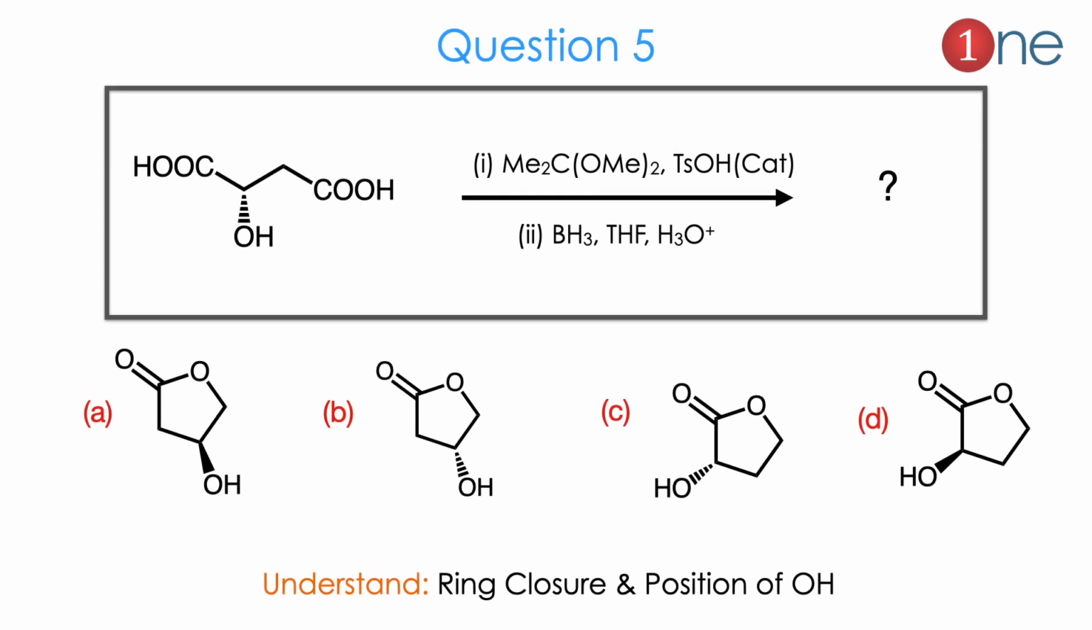Then question number 5. The starting material is a dicarboxylic acid where on the second carbon a hydroxyl group is there. Here the reagents are hydroxymethyl groups, tosylate and borane. Here 4 products are given with different OH positions. Here you have to understand that ring closure occurs and the position of OH is critical to the answer.